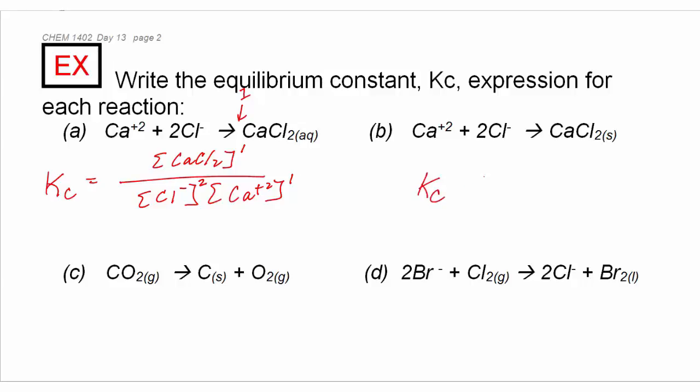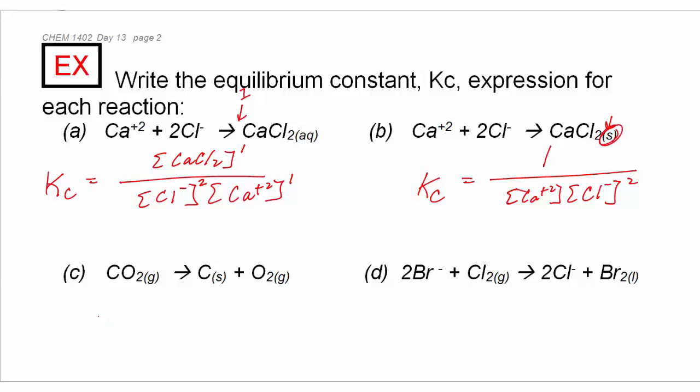B. The equilibrium constant is products over reactants. The reactants are the same, calcium and chloride ion squared, but in the numerator, we just have a 1. Did you catch that? Because we have a solid.